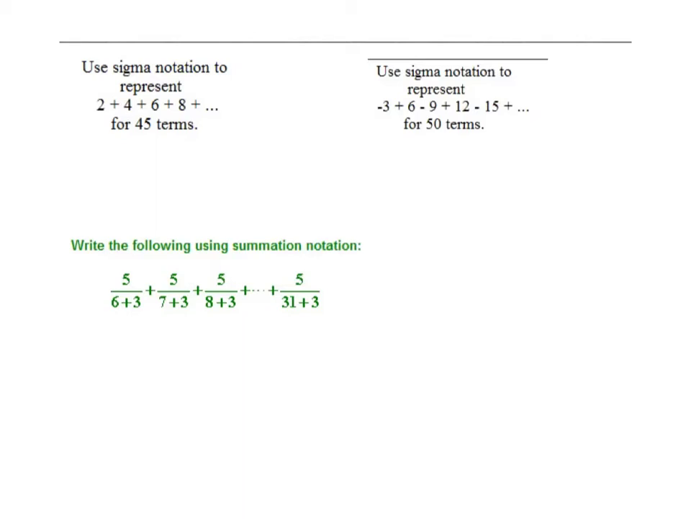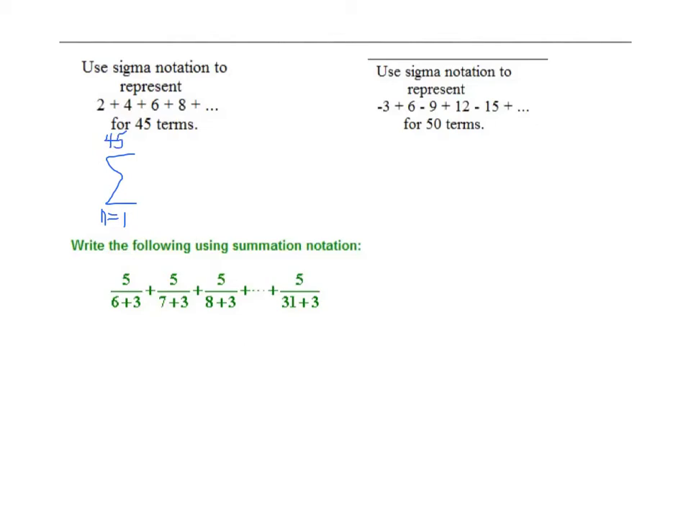All right, it's one thing to use the sigma notation to write out the terms. Now what we want to do is we have the terms and we want to write the summation using the summation notation, the sigma notation. So we're going to start off with writing sigma, and it says we want to use sigma notation to represent 2, 4, 6, 8, for 45 terms. So I know that if I let n equals 1 and go to 45, that's going to give me 45 terms. And then I need to come up with a rule.